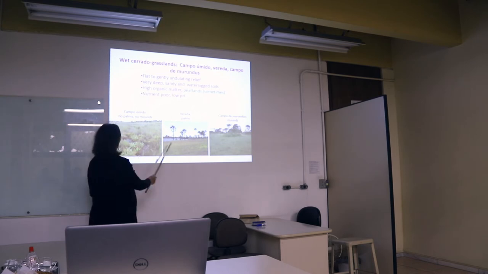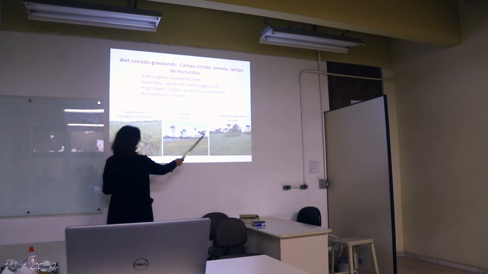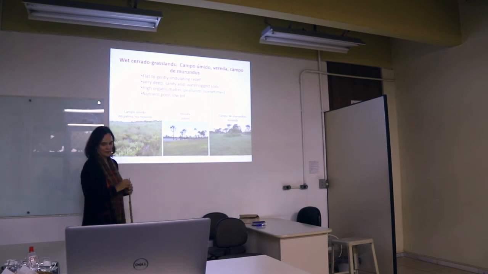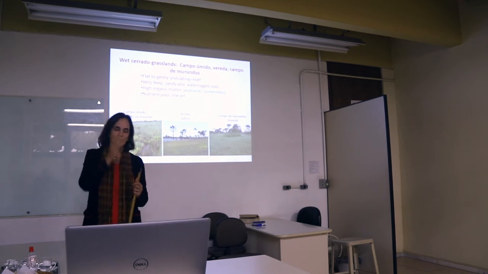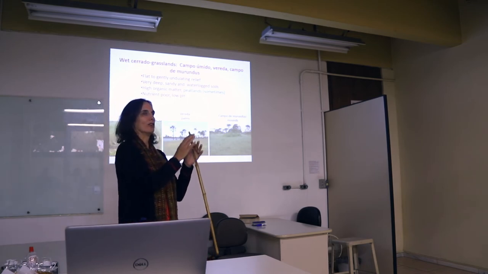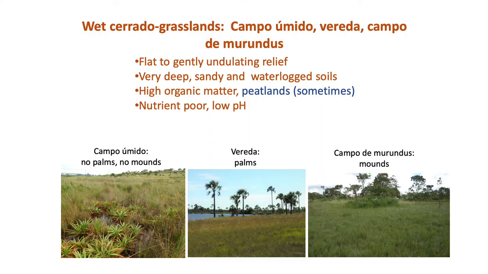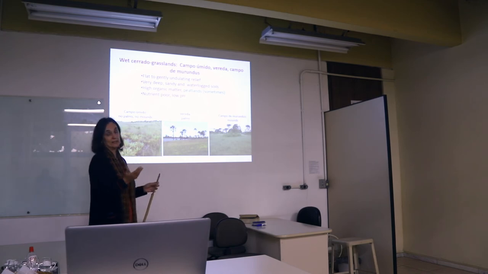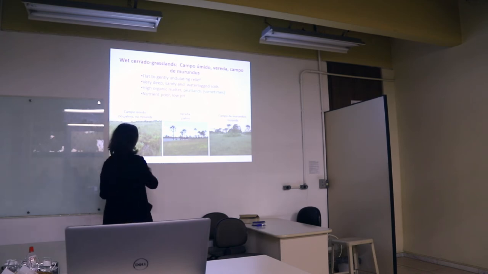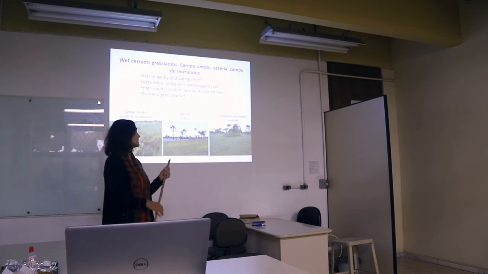What's the difference here? Only the domination of these palms, and then the botanists say Vereda and Campo Úmido are not the same. No matter if ecologically they are precisely the same, because these ones have palms, they are called Vereda, but ecologically and all the rest of plants here and here are very similar.